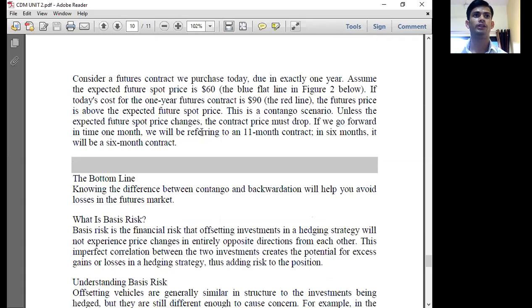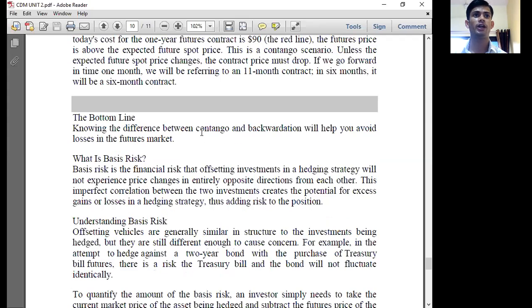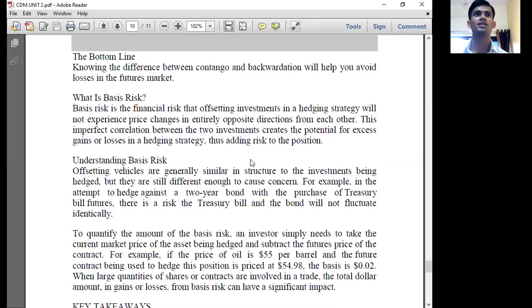Okay. Then the next point is risk. Bottom line, what is risk? The basic risk is the financial risk that the offsetting investments in a hedge will not experience price changes in entirely opposite directions from each other. This impacts the correlation between the two investments and creates the position's gain or loss. A hedging strategy adds additional risk to the position. Here risk means the basic risk.